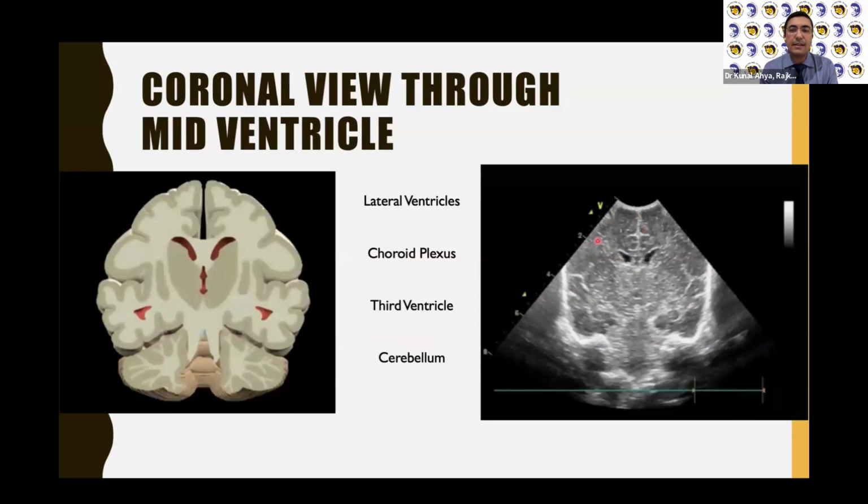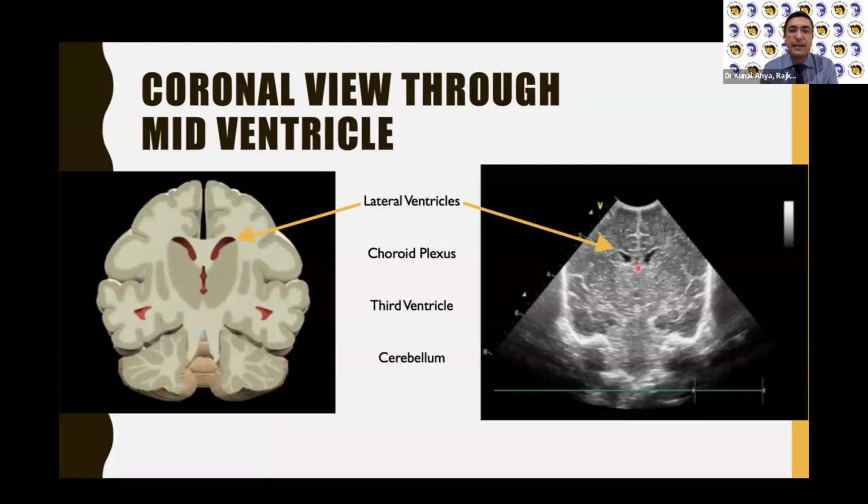So again, what is this structure? If anybody can write in the chat box, what is this hyperechoic structure, the vertical line which is going through? Anyone can answer in the chat box? Okay. See, this hyperechoic structure is the interhemispheric fissure.